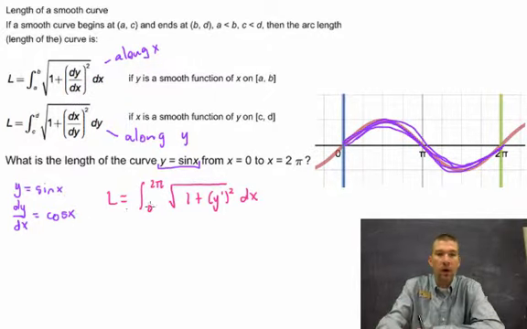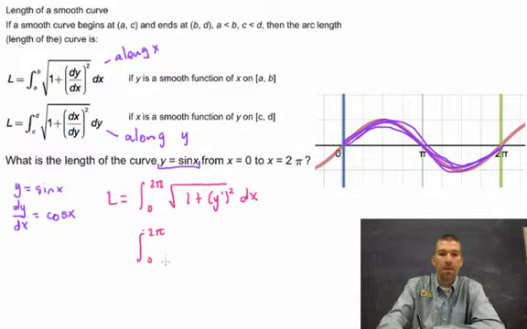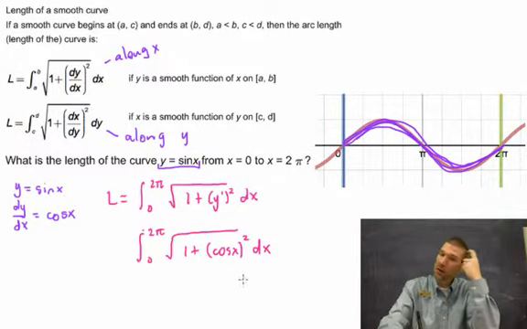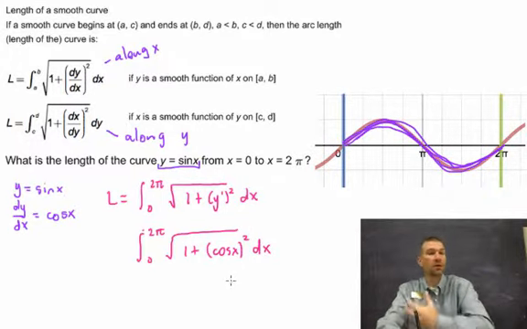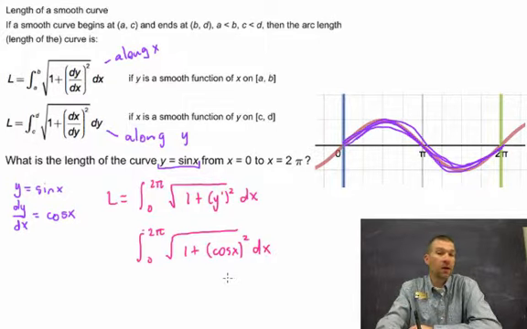So here's our initial setup. We've got our y prime. Whoa, that's really ugly. Let me make it better. So we're going to go from 0 to 2 pi of the square root of 1 plus cosine x squared dx. And you'll want to make sure that your calculator is in radian mode, and as long as it is and you punch it in correctly, you'll get the correct answer. I'm going to punch this into the calculator, and we'll see what answer we get.